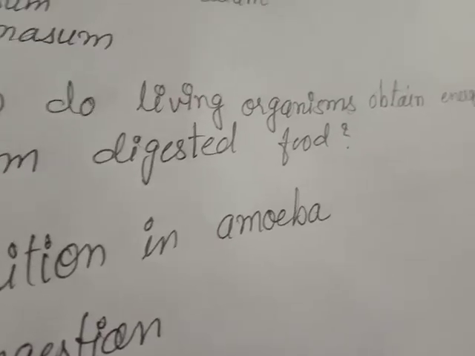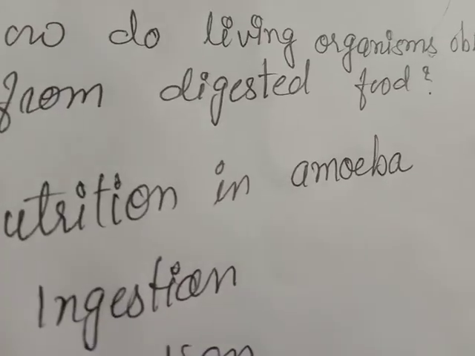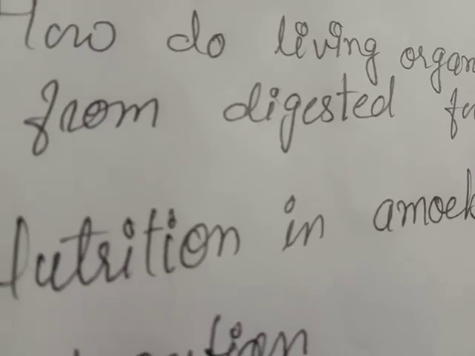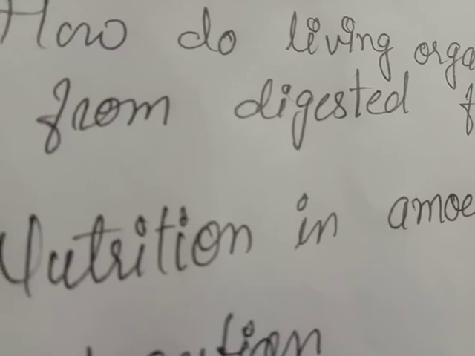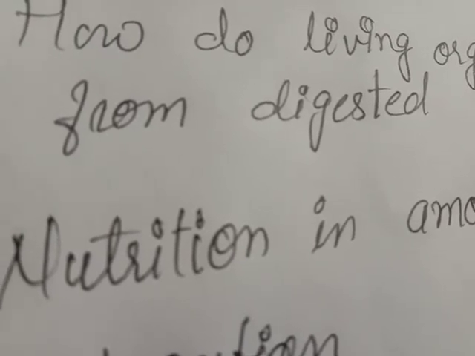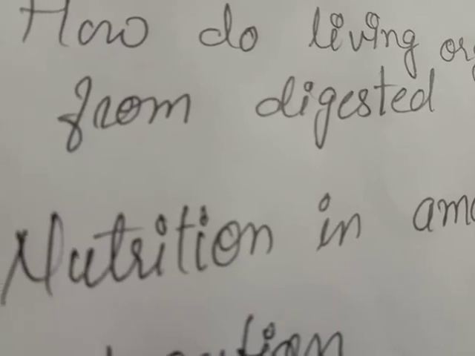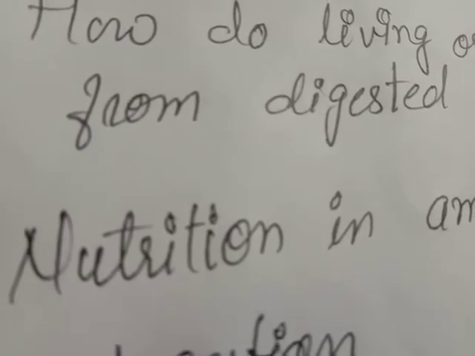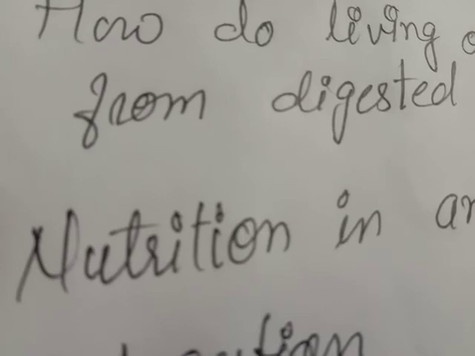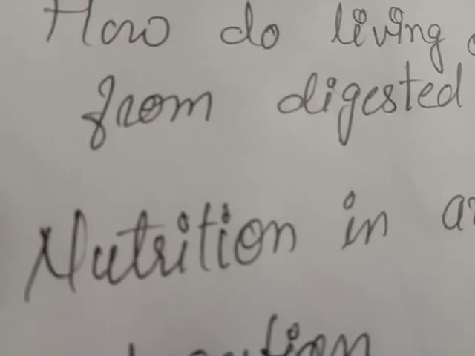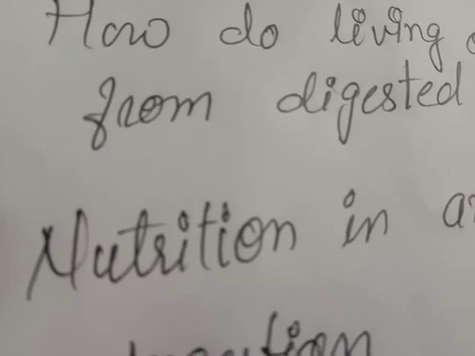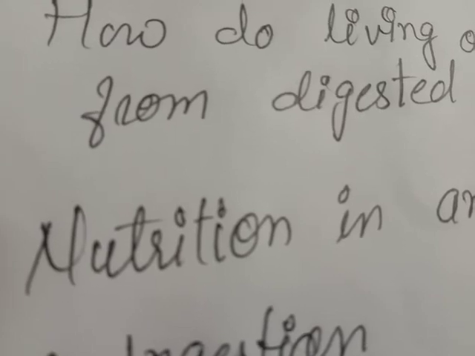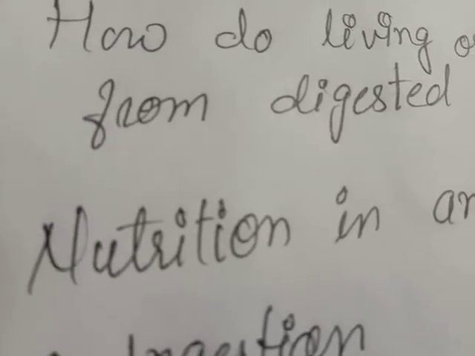How do living organisms obtain energy from digested food? In plants, the glucose produced during photosynthesis is transported to every part of the plant through the phloem tube. In animals, the blood carries glucose obtained from the digested food to every cell of the body. The glucose is broken down inside the cell in the presence of oxygen. During this process, the energy present in glucose is released along with carbon dioxide and water.